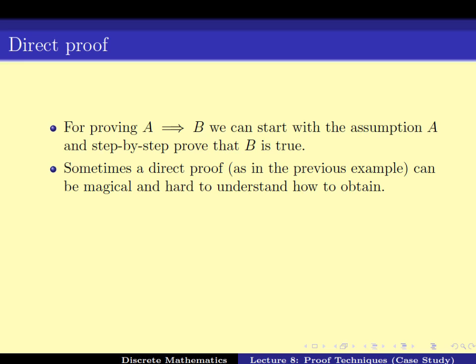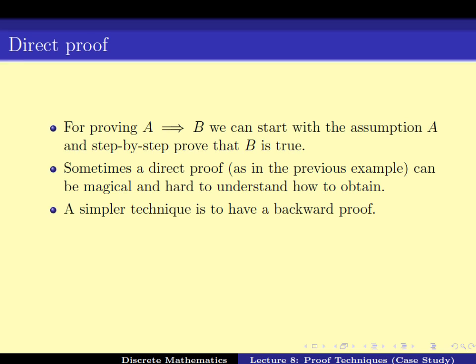The other option is going in the backward direction. It is because sometimes a direct proof can be a bit magical and confusing. We have seen this particular example in the earlier video, where it is not very clear how to obtain a direct proof. So in that case, we would like to use a backward proof.